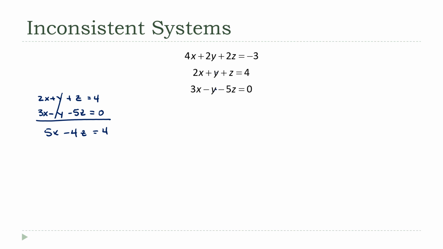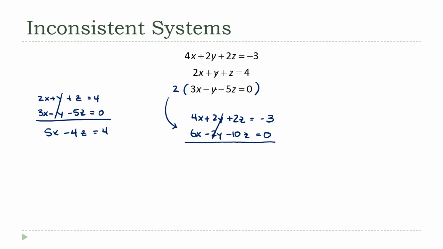Okay, now I've made my choice, right? So I have to stick with eliminating the y's. So I'm going to take the first equation, 4x plus 2y plus 2z equals negative 3, and I'm going to double the last one here because that already has the minus sign on the y. Since I've got a plus 2y here, I know I need to have a negative value to cancel it. So if I do that, this is 6x minus 2y minus 10z equals 0. If I add these together, yes, the y's do cancel, and I get 10x minus 8z equals negative 3.